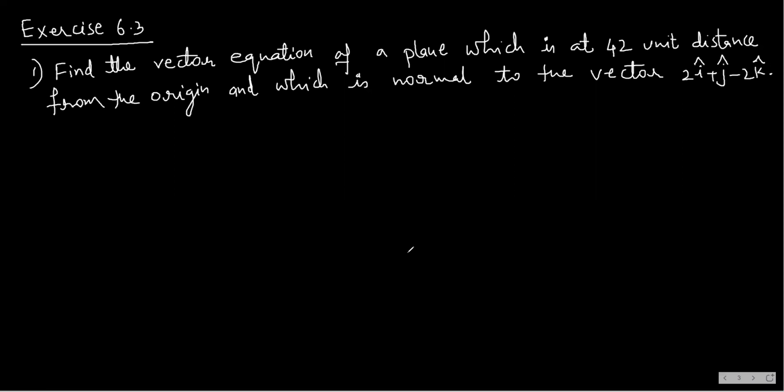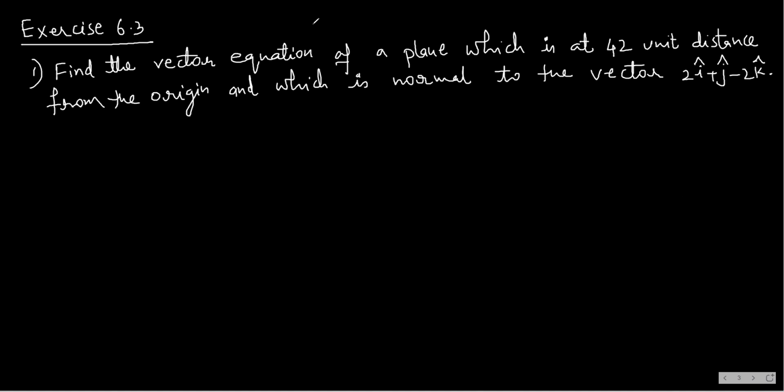Okay, so now we are going to solve a problem based on the normal form, which we just learned. See, the first question from exercise 6.3 here: find the vector equation of a plane which is at 4√2 unit distance from the origin and which is normal to the vector 2i cap plus j cap minus 2k cap.